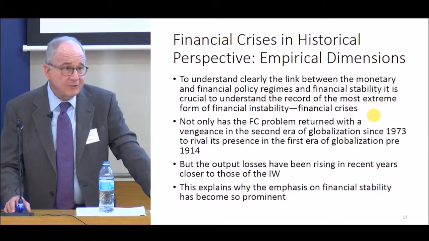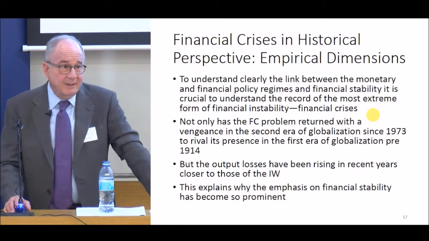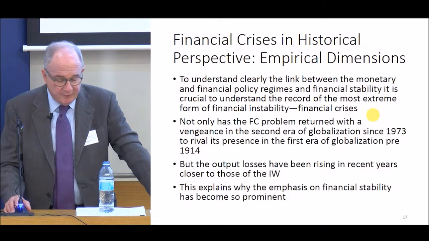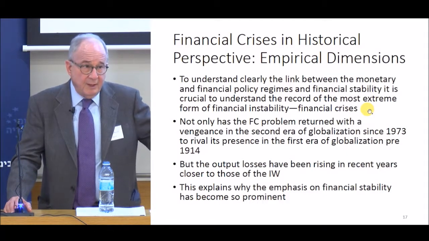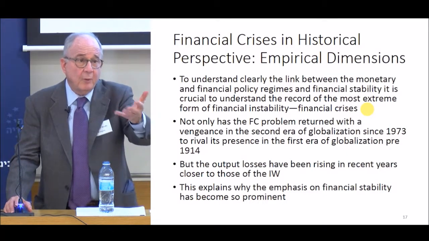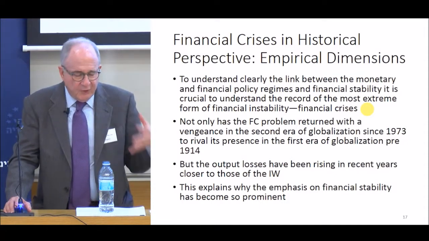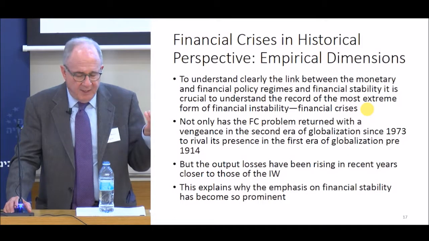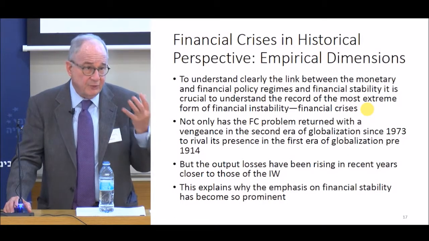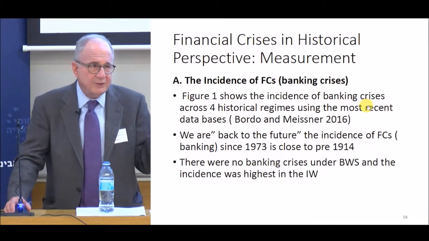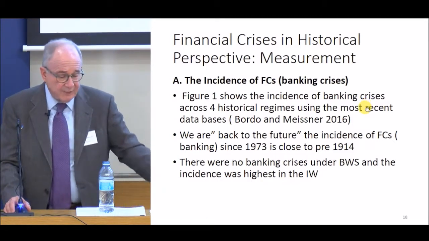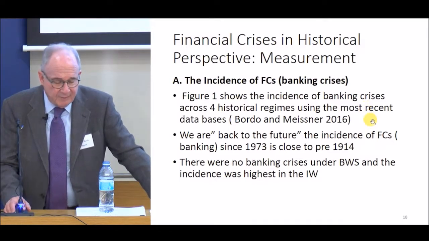And as I've been saying, the financial crisis problem, which was a big problem before the 1930s, has really come back in the second era of globalization since 1973. And the other thing that's happened is that the output losses that occurred before 1940, it seems like we're moving back to a world where they're just as big now or even bigger. And so because output losses of crises have gotten bigger, that explains why monetary authorities are so worried about financial instability, because it becomes very costly. So what I do is I'm just going to show you 3 or 4 pieces of evidence from my empirical work with Chris Meisner and others.